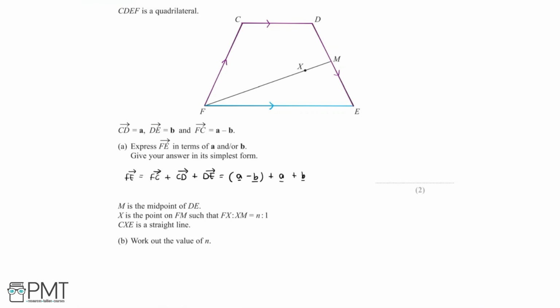Now let's simplify this by collecting like terms. We have a plus a, which is equal to 2a, and then we have minus b plus b, which is equal to 0, leaving us with a simplified vector of 2a. And so we've found that the vector FE is equal to 2a in its simplest form.